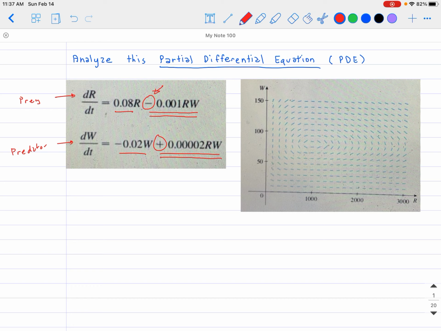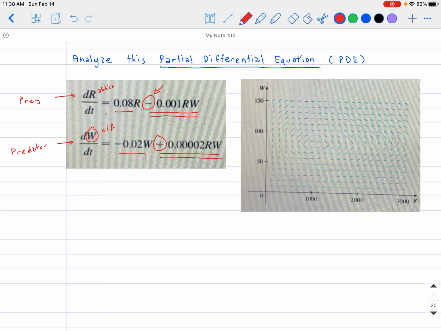So, one is R, one is W. Just to make it a little bit easier, what kind of predator starts with W? Maybe let's say wolf in this case. And then R might be, say, rabbit. So that's what's happening for the most part.